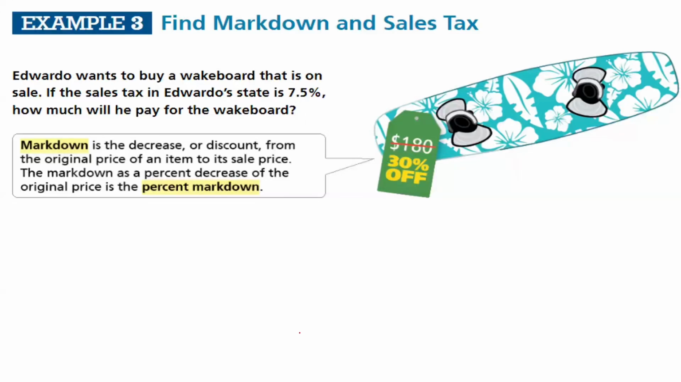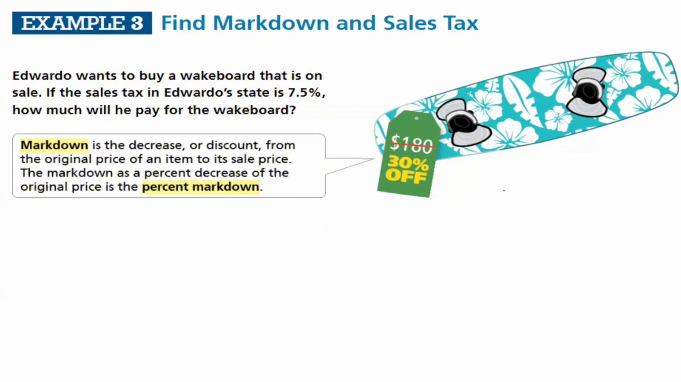In this video, you are going to learn how to find markdown and sales tax using this example on the screen. But before we can go into the example, first you need to know what we mean by the term markdown and percent markdown. So markdown is the decrease or discount from the original price of an item to its sale price. And percent markdown is the markdown as a percent decrease of the original price.